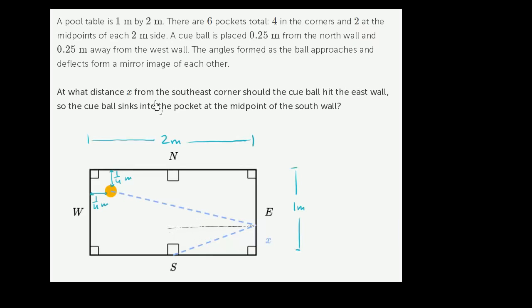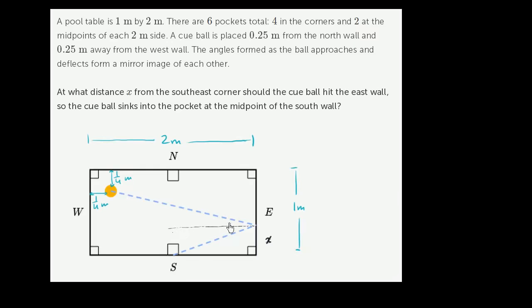At what distance x, labeled x right over here, from the southeast corner should the cue ball hit the east wall, so that the cue ball sinks into the pocket at the midpoint of the south wall? I encourage you to pause the video, and I'll give you one hint. It might involve similar triangles. So let's try to work it through.